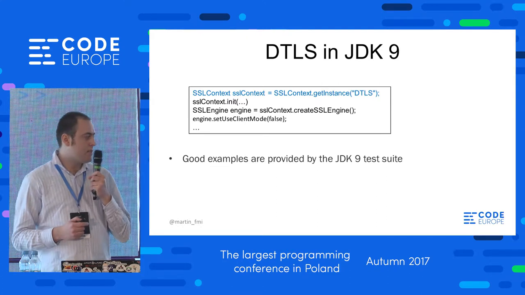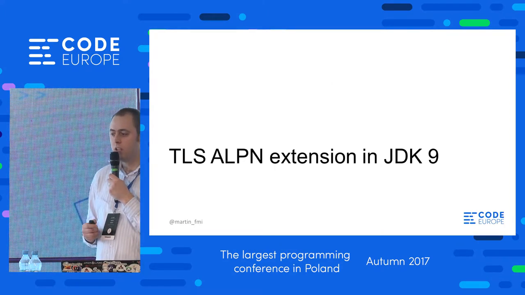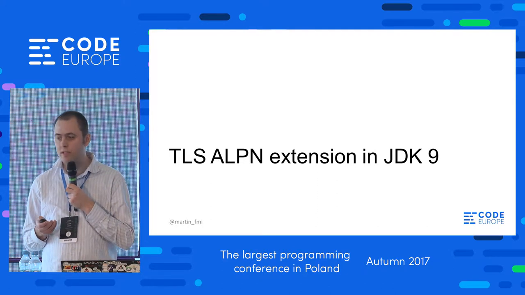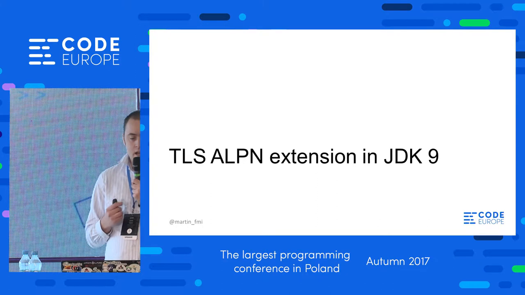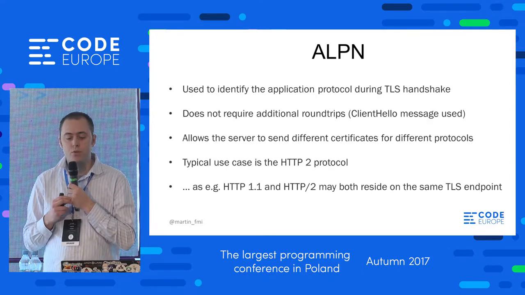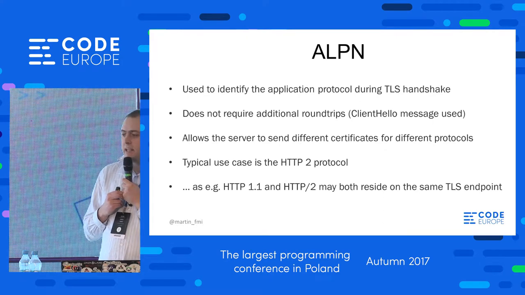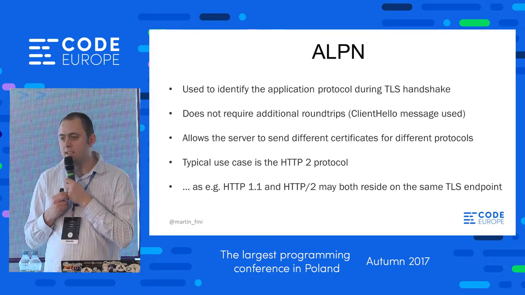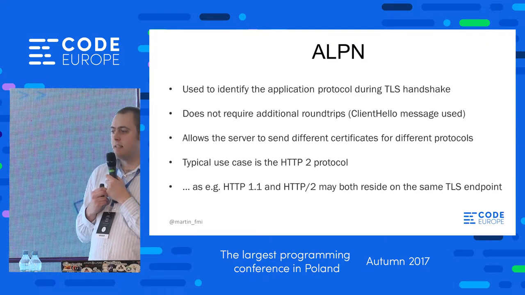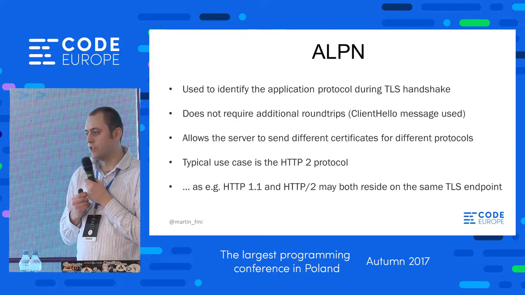Now, another interesting extension in JDK 9 is the application layer protocol negotiation, which is much simpler to understand and much simpler to use than DTLS. ALPN is used to identify the application layer protocol during the TLS handshake process. One good use case for this is HTTP/2, the new version of the HTTP protocol that's coming. You know that many sites might support both HTTP 1.1 and version 2.